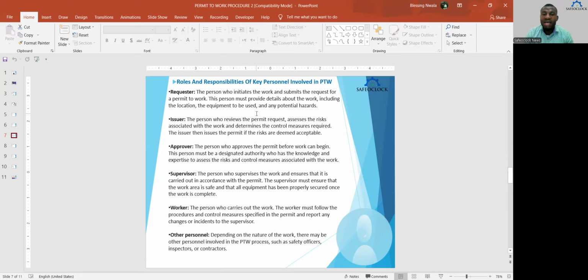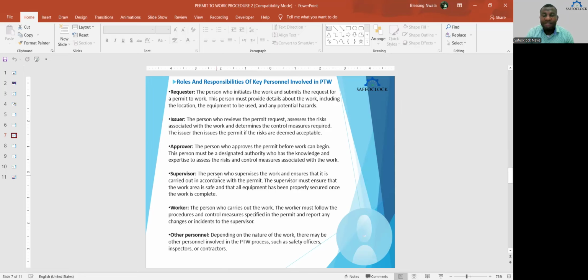This is the person that finally signs off the permit, and he has the authority to suspend the permit at any point in time. And most times he relies on the information from the permit issuer or permit requester to ensure that all the requirements or all the parameters necessary to ensure that safe work activity is in place before he approves the permit.